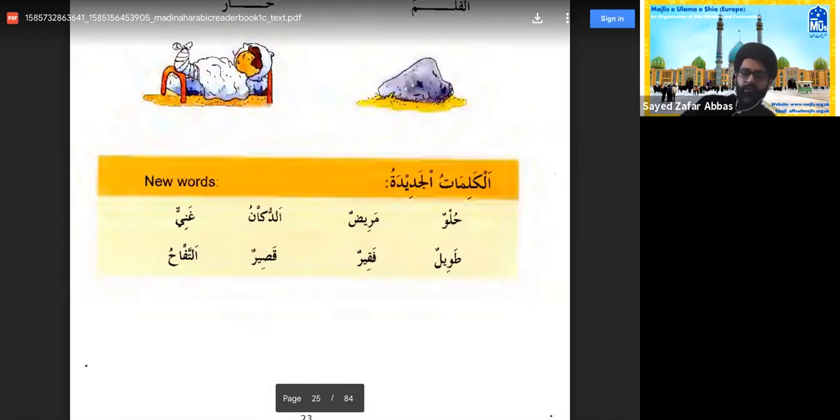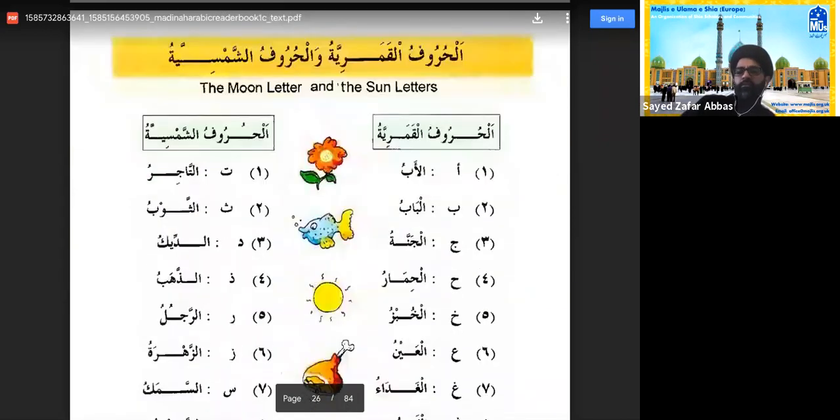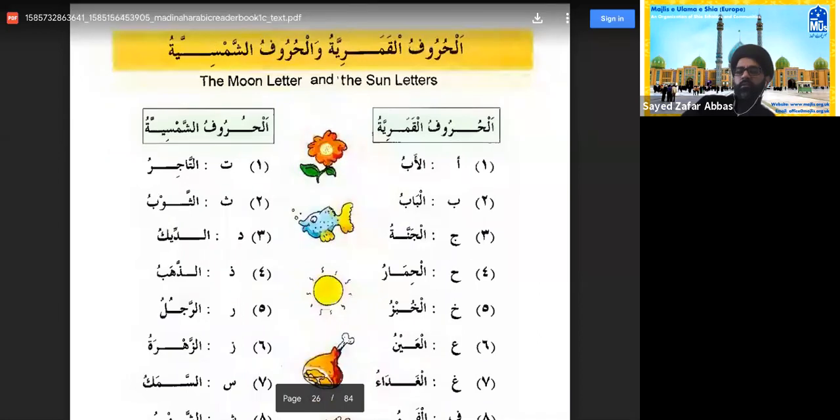If we go to the next page. On this page, we're just going to introduce you to it, and then inshallah next lesson we'll go through this in more detail. So we have al-huruf al-qamariyya and al-huruf al-shamsiyya, the moon letters and the sun letters. It's very nice in Arabic language. We have 28 letters. 14 of them are huruf al-qamariyya and 14 are huruf al-shamsiyya.